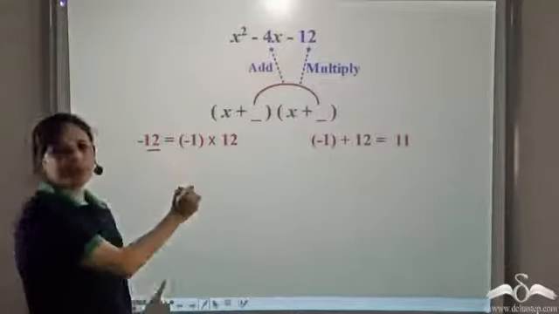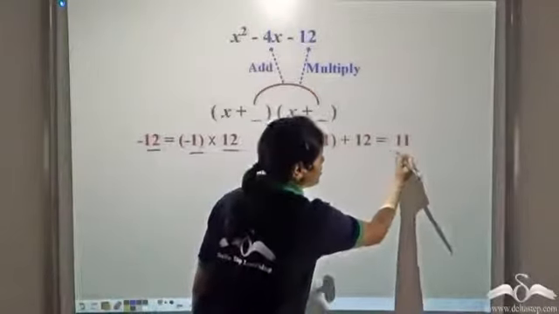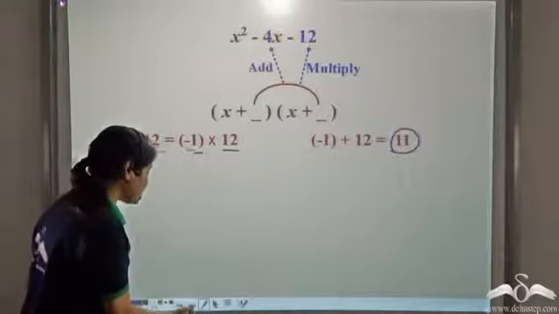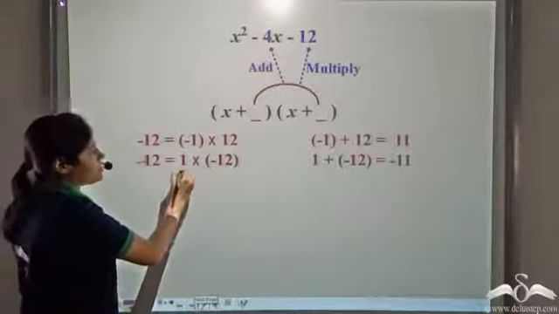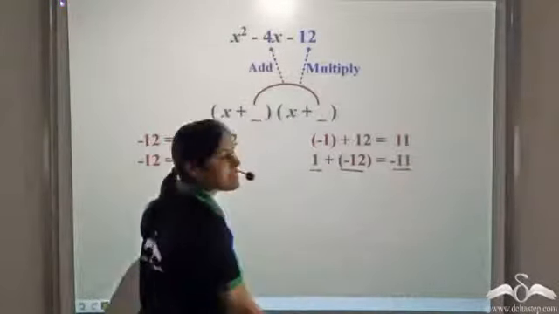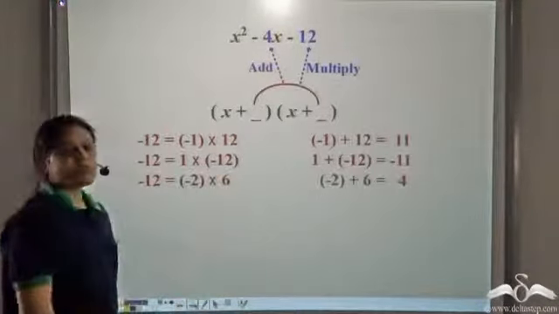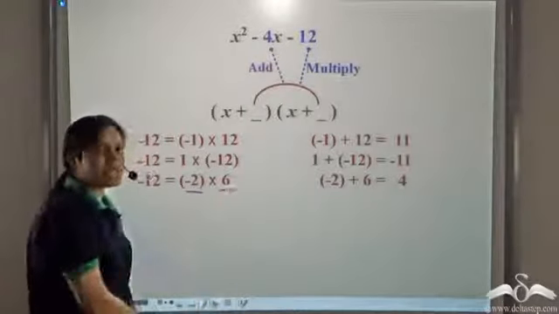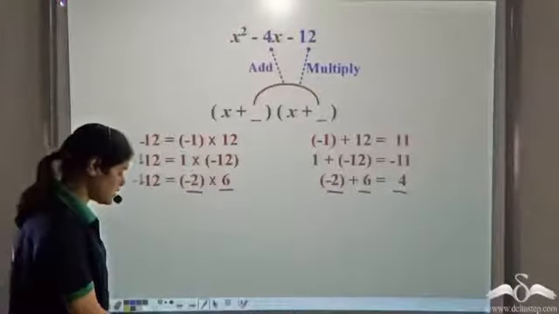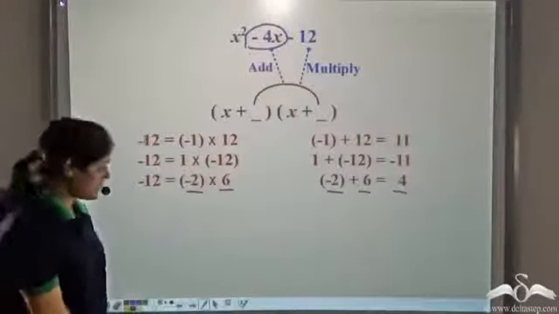So negative 12 could be written as negative 1 into 12. Negative 1 plus 12 gives us 11, which is not equal to negative 4. So let us consider the second possibility. It is 1 into negative 12. 1 plus negative 12 gives us negative 11, which is not equal to negative 4. Negative 12 could also be written as negative 2 into 6, but negative 2 plus 6 is equal to 4. So we ignore this possibility as well because we have a negative 4x, not 4x.